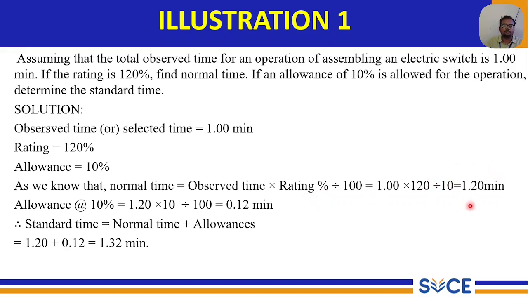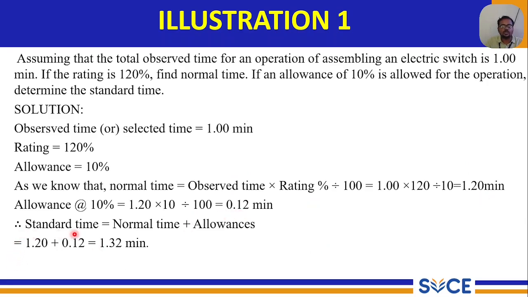Once you have calculated this, you have to calculate the allowances for your normal time. The rating percentage has to be noted down and multiplied with your observed time. That will give you your normal time. So 10% of your normal time is 0.12 minutes.